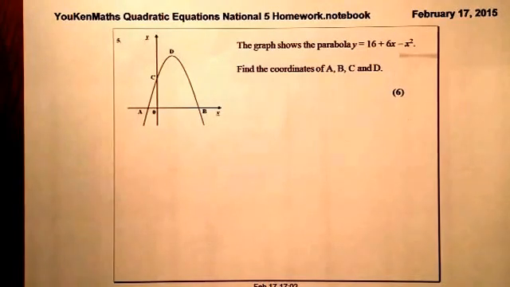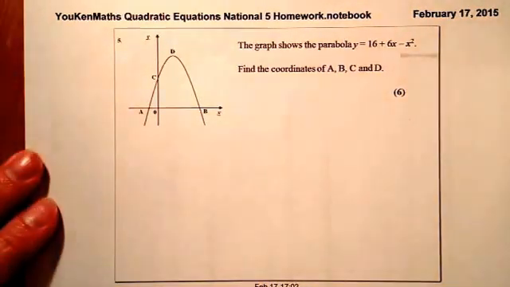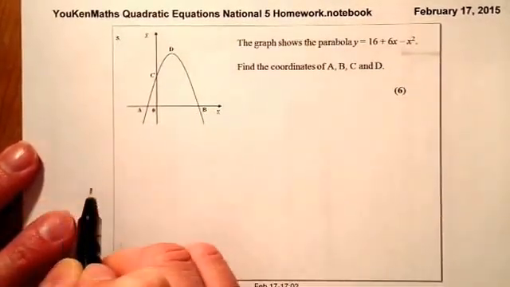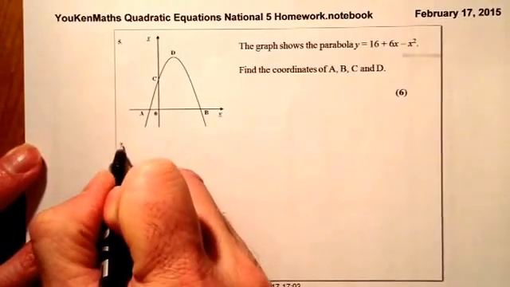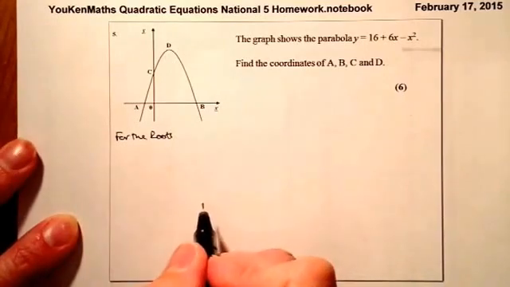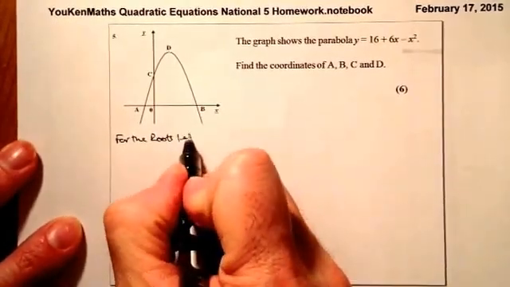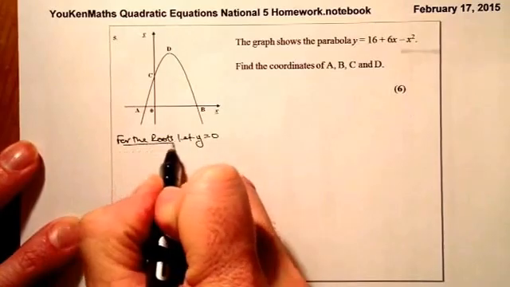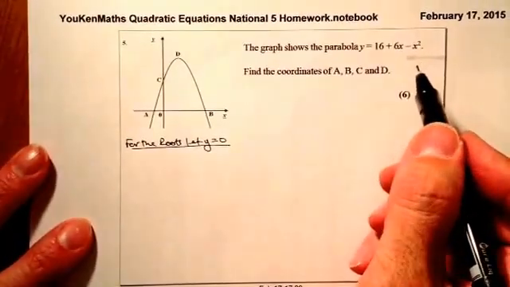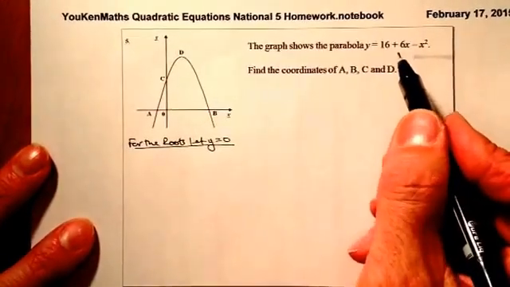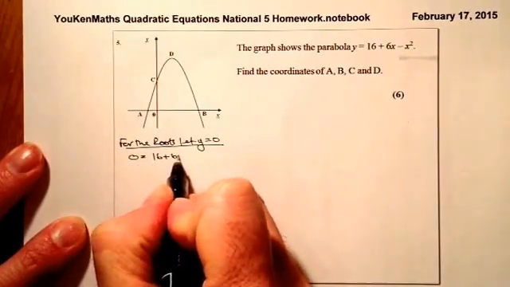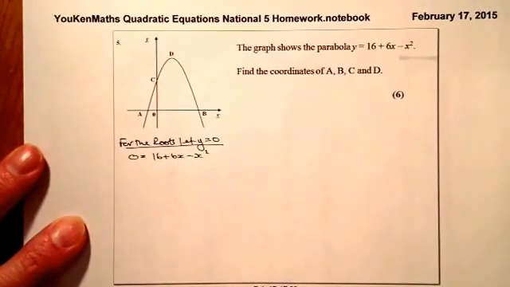Right then, so let's go ahead. Let's find the roots first of all, okay? So if I find the roots, that will give me the values for a and b first of all. Okay? So for the roots, remember that's the x-intercept, we'll let y equal 0 because the y coordinate is going to be 0. Right then, so let's go for 0. Okay, so I've got 0 equals 16 plus 6x minus x squared there.